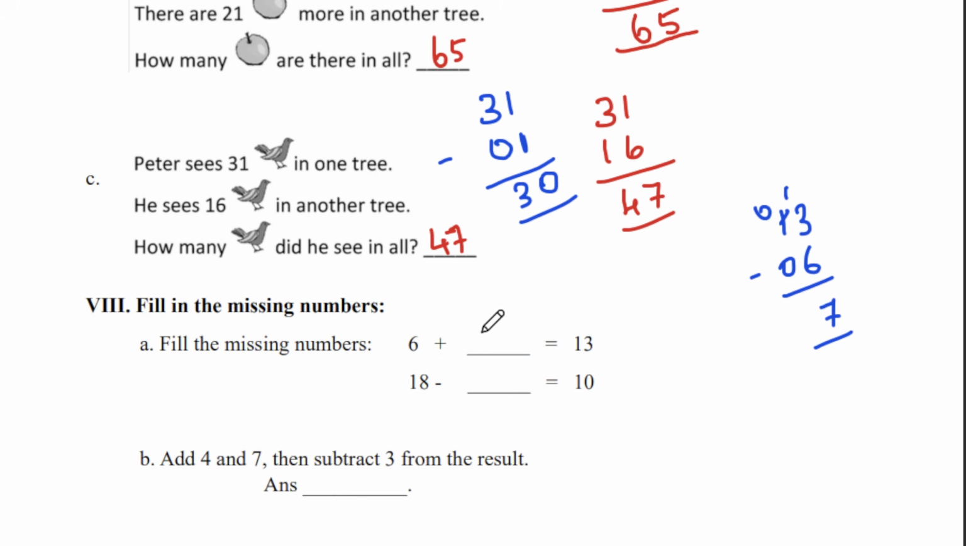So 6 plus 7 is equal to 13. So 6, 7, 8, 9, 10, 11, 12, 13. So 6 plus 7 is equal to 13.